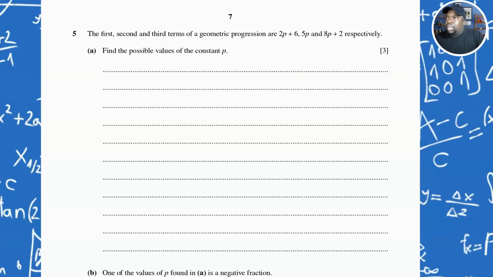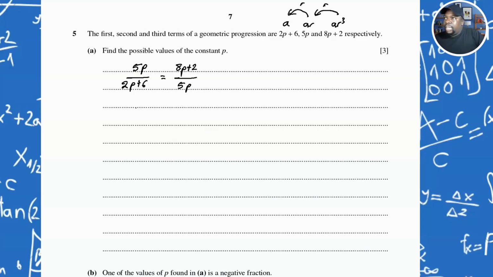All right. So here we have the terms in a GP. First term, second term, third term, according to what they say. So we know that if we say 5p over 2p plus 6, that's second term divided by first term, we should get the same thing as 8p plus 2 divided by the second term, which is 5p. All right. So we're saying this divided by this is equal to this divided by this. Both results should give us the common ratio, basically, right?